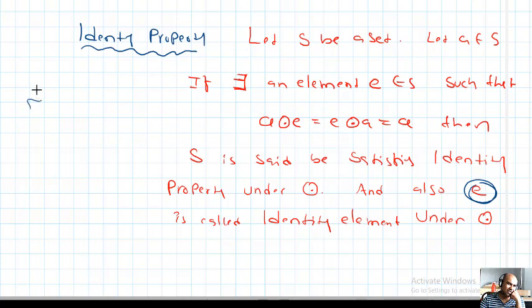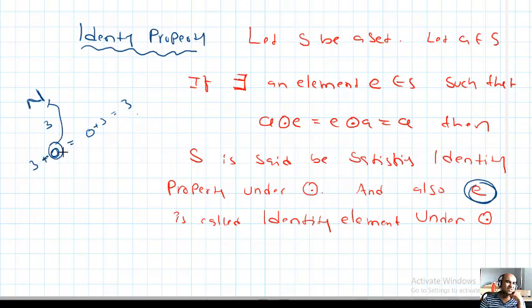For example, your set N is taken. Take any natural number 3. 3 plus a natural number should be equal to 3. What should we write? 3 plus what gives 3? 0 only, no? 3 plus 0 equal to 0 plus 3 equal to 3. But such 0 won't exist in natural numbers, no? That's why natural numbers won't satisfy identity property under the operation plus.